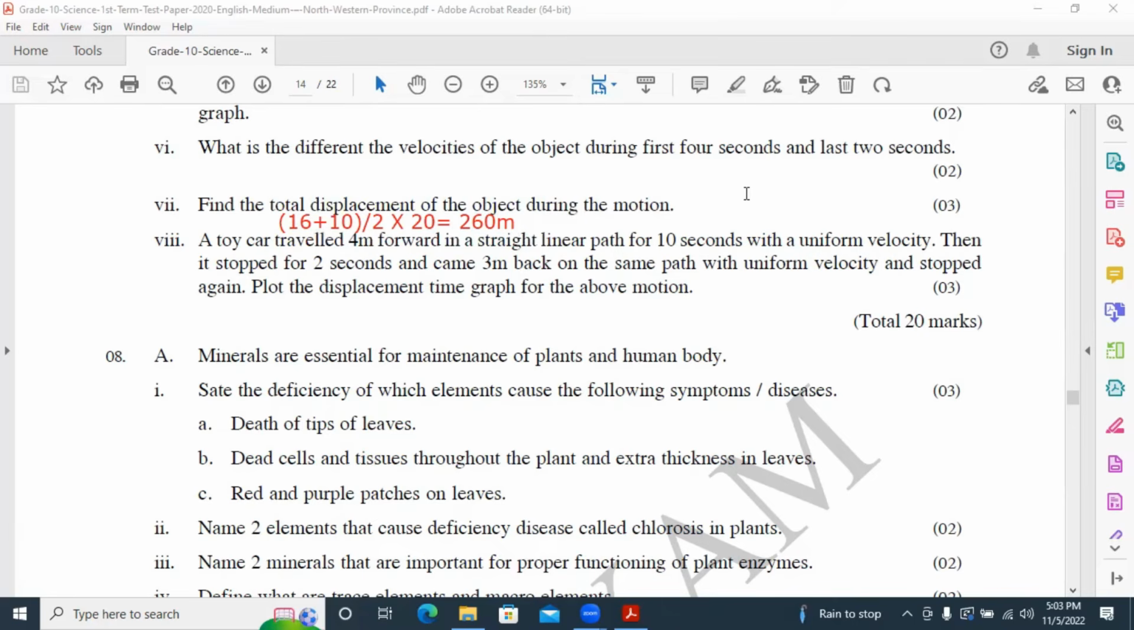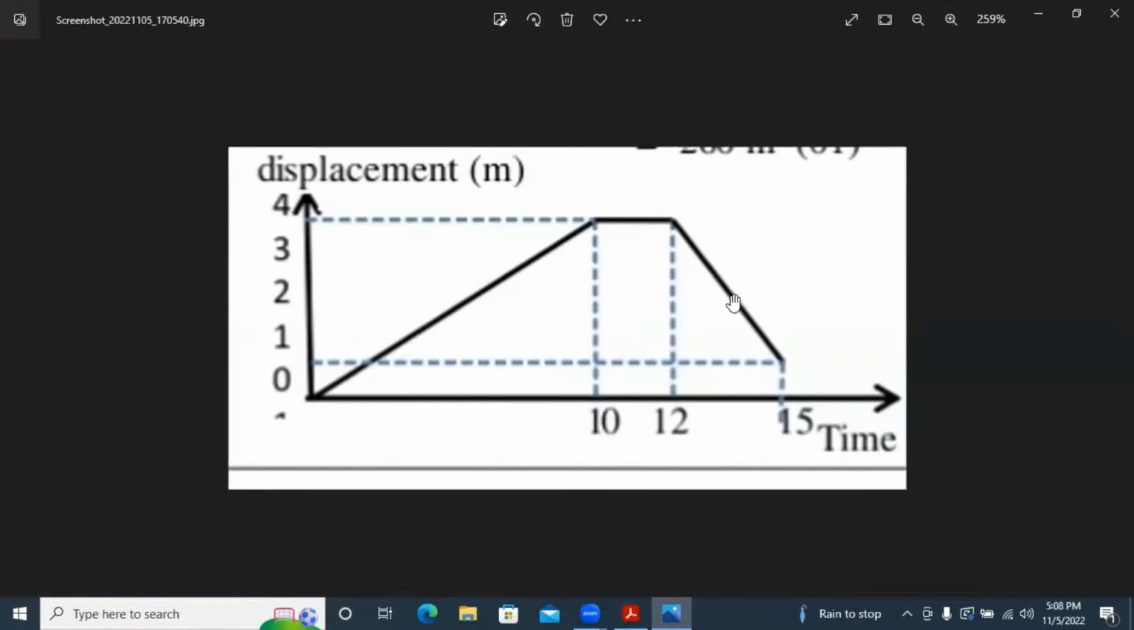A toy car traveled 4 meters forward in a straight linear path for 10 seconds with a uniform velocity. Then it stopped for 2 seconds and came 3 meters back on the same path with uniform velocity and stopped again. Plot the displacement time graph for the above motion. This is the displacement time graph for that.